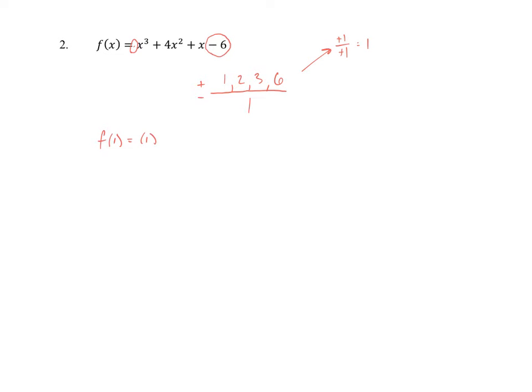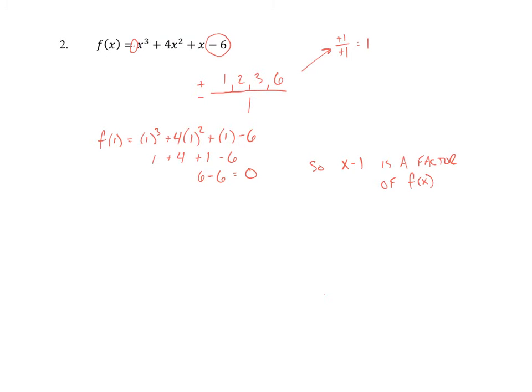We're going to have 1 cubed plus 4 times 1 squared plus 1 minus 6. When I simplify, I get 1 plus 4 plus 1 minus 6, which is the same as 6 minus 6, which equals 0. So that's awesome. We found a root. That means x minus 1 is a factor. And that's because of our remainder theorem and the factor theorem.